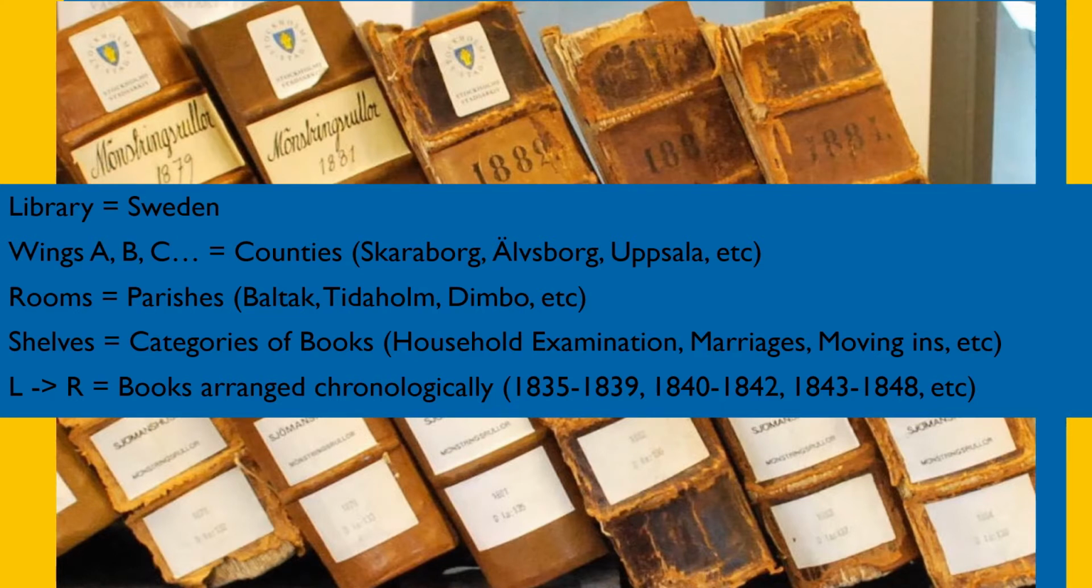If we're wanting to find a specific book, and when I say find a specific book, I mean use a website to locate the images in those books, you would have to figure out which county it is, which parish it is, what type of book you're looking for, and the year range. If you can pin down those things, then you'll be able to find the correct book that you're looking for.